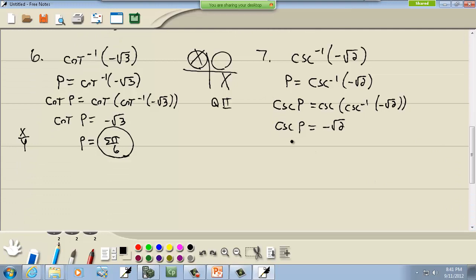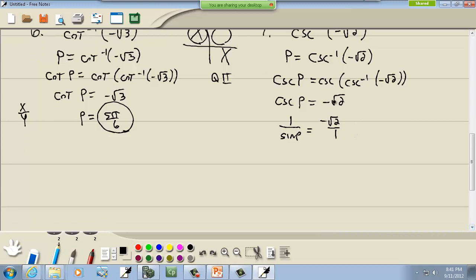If you would prefer, you could rewrite the cosecant as 1 over sine, and you could rewrite this as negative square root of 2 over 1. Create a fraction on both sides. If you got a single fraction on both sides, you can flip both of them. So this becomes sine p over 1 equals negative 1 over square root of 2. Which gives us sine p is equal to, multiply top and bottom by square root of 2. So we got negative square root of 2 over 2.